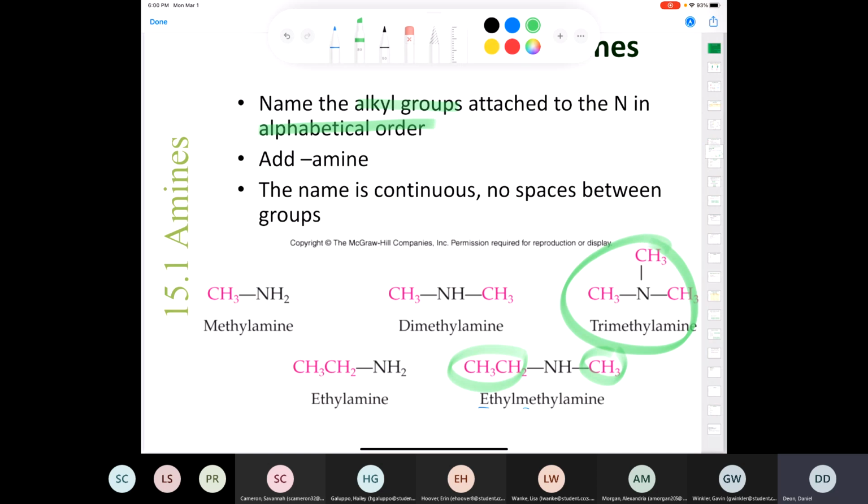What about this guy over here? Trimethylamine. Okay. Let's say, for example, if we just made one up, let's say you had a propyl group over here and an ethyl group and a methyl group. You've got ethyl, methyl, and propyl. So we write those down. We've got ethyl, we've got methyl, and we've got propyl. What's the order they come in? We have E before M and then P. And so this compound would be called ethylmethylpropylamine.